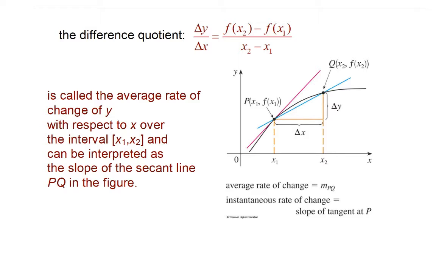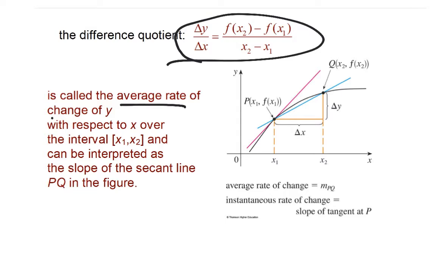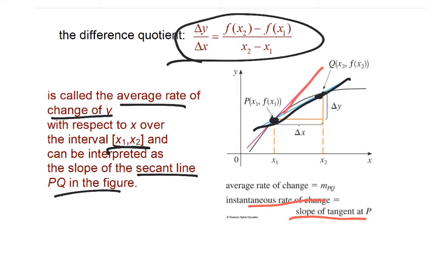Just looking at this graphically one last time, because we saw it in chapter 2, but we're going to look at it again. It's the difference quotient. See, it's written all kinds of different ways, but it's still the difference quotient. It's the average rate of change of y with respect to x over the interval. So if we're looking at an interval, it's that average rate of change, and can be interpreted as the slope of the secant lines. And so the instantaneous rate of change is equal to the slope of the tangent line. So average is the secant, instantaneous is the tangent.